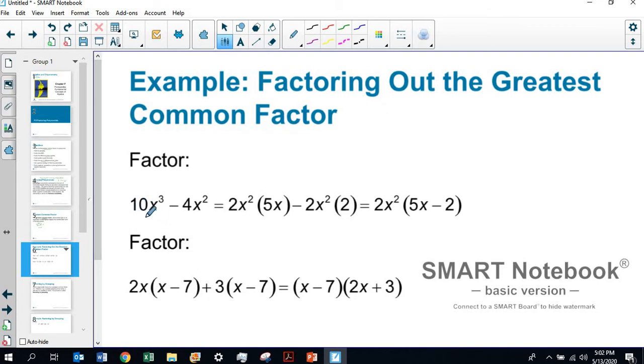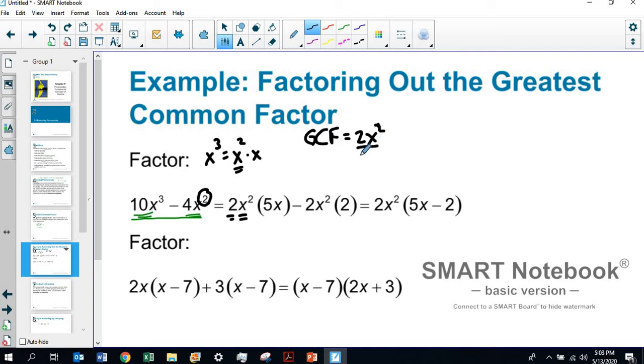Let's factor this first one, 10x cubed minus 4x squared. Inside of 10x cubed and 4x squared, what do we have that's in common? We take the lowest power of x, which is x to the second power, because x cubed is the same as x squared times x. And 4 is 2 times 2, and 10 is 2 times 5, so there's a 2 in common. So 2x squared is what's common to both of these. Our GCF for this problem is 2x squared.